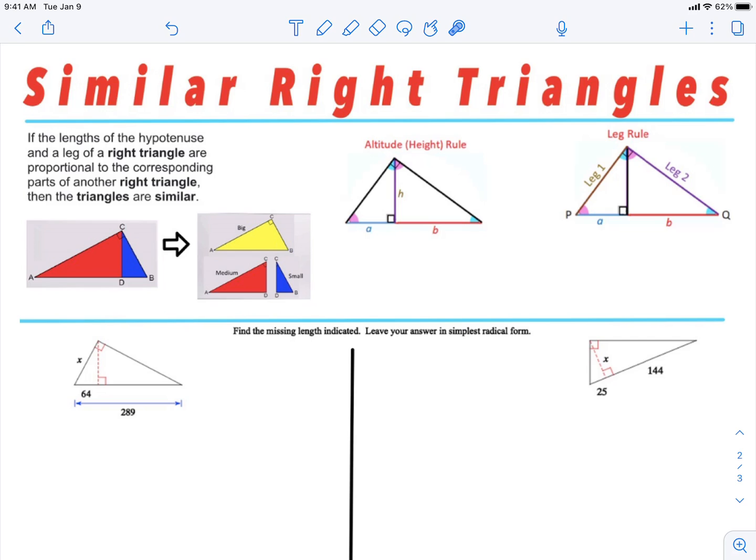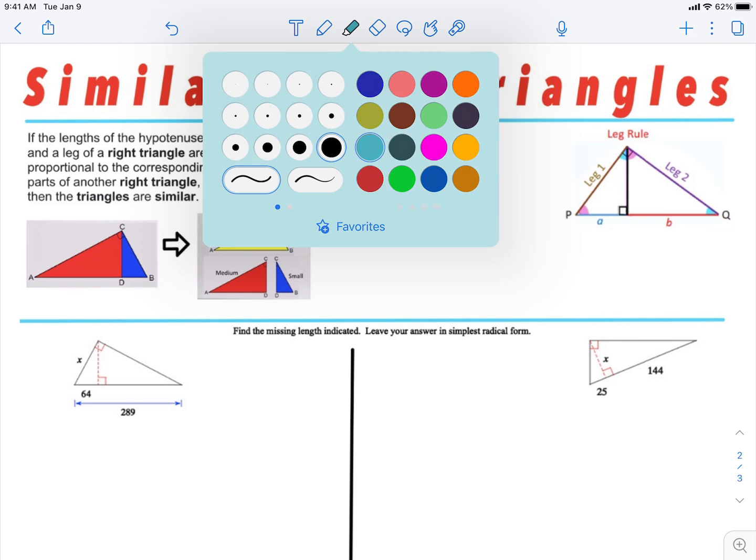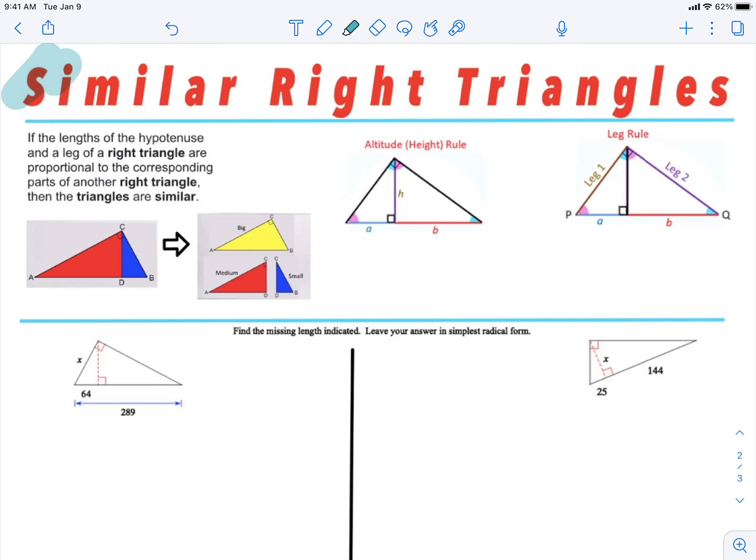All right, everyone. Welcome to this next set of notes. Make sure you have your paper and pencil ready to copy. And here we go. The first thing that we do, as always, is identify the name of our notes. These notes are called similar right triangles. So we're going to cover similar right triangles.